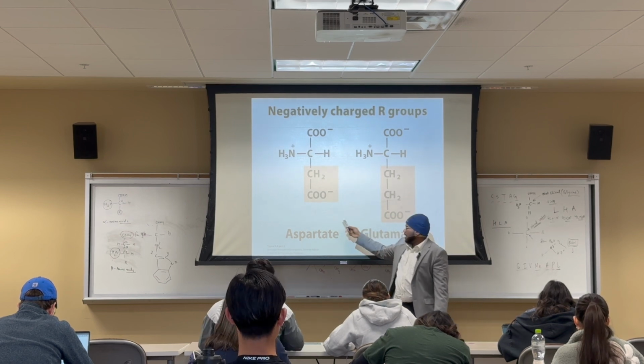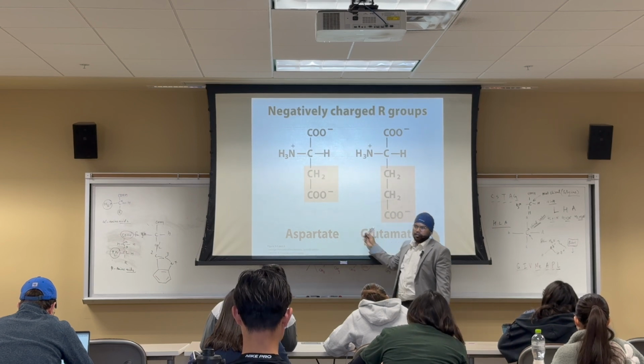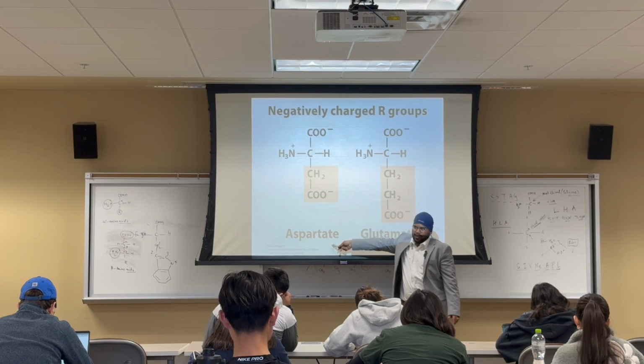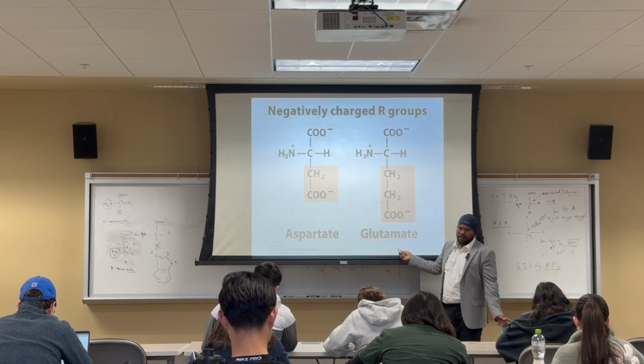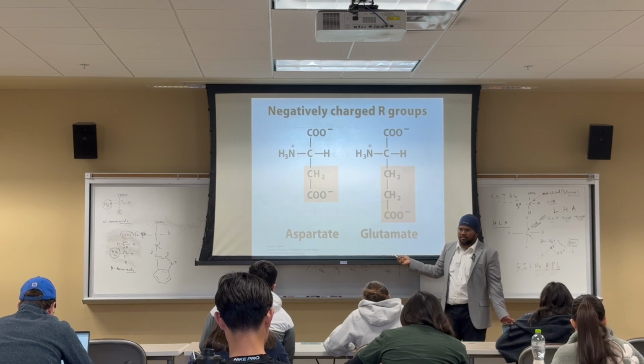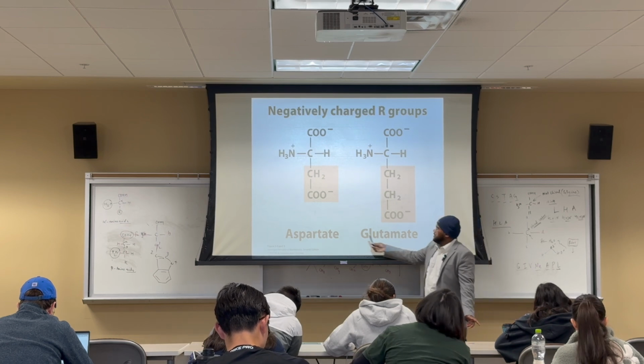If you don't have a hydrogen, this is an ion, and that's why they are called aspartate and glutamate. But if you add a hydrogen, this is aspartic acid and this is glutamic acid. Okay? Clear up to here? Any questions? Anyone? No.